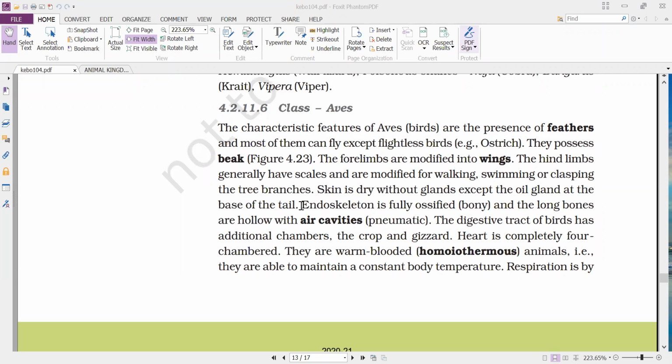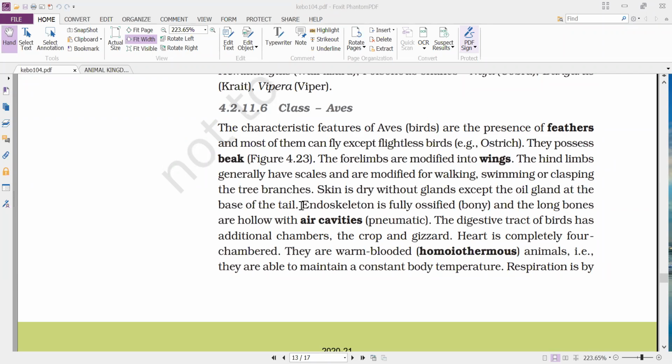Next, these organisms are warm blooded. That is homeothermous. They are warm blooded, homeothermous animals. That means they maintain their body temperature constant irrespective of the environmental temperature. Even if the environmental temperature changes, their body temperature will not change. That's why they are called warm blooded or homeothermous.